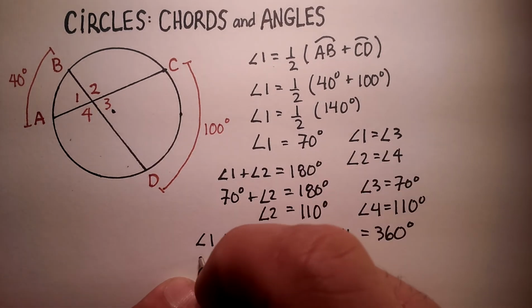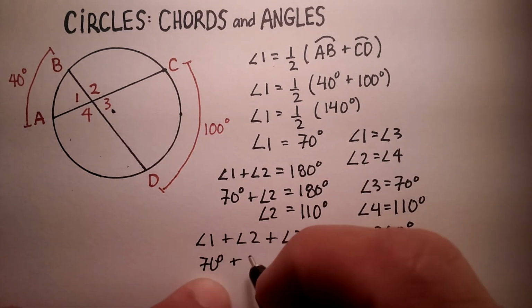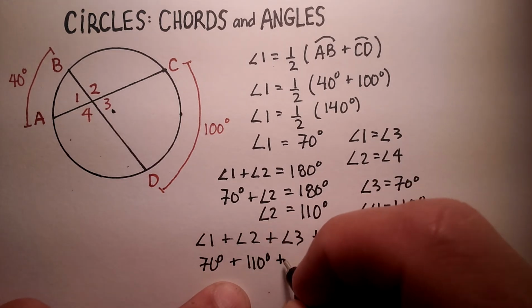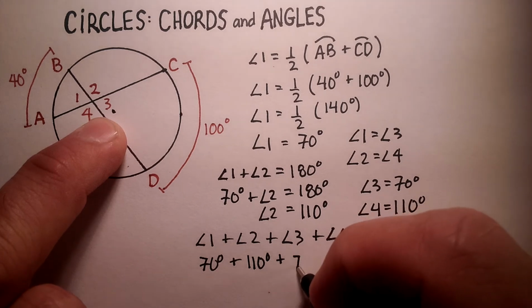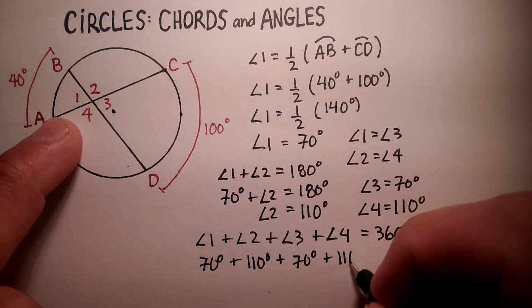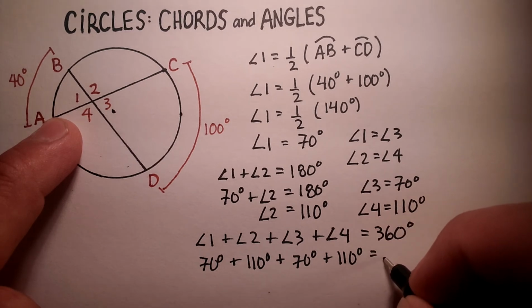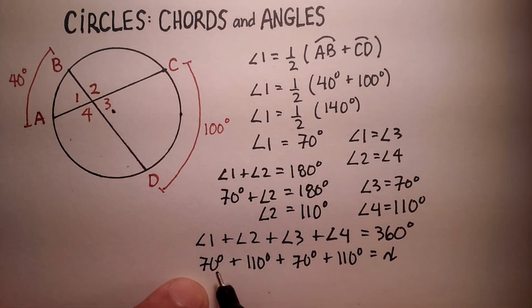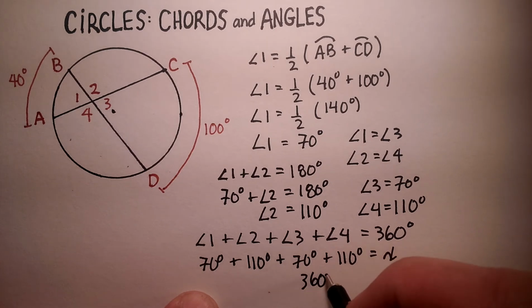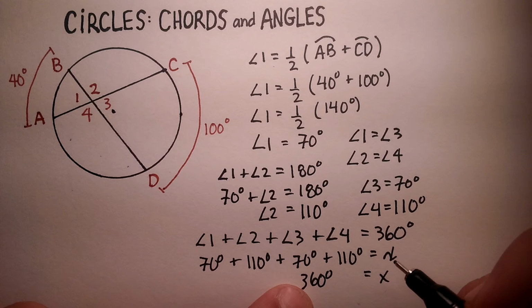Angle 1 is 70. Angle 2 is 110. Angle 3 is 70. Angle 4 is 110. Will that be equal to 360? Let's check. 70 plus 110 is 180, plus another 180 is 360. And sure enough, it's equal to 360. Okay?